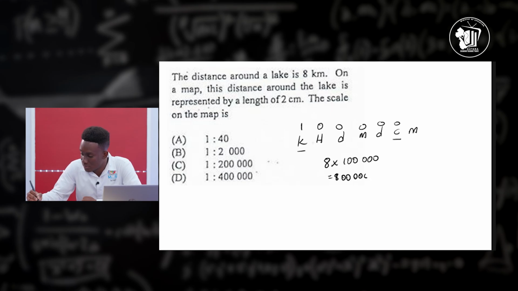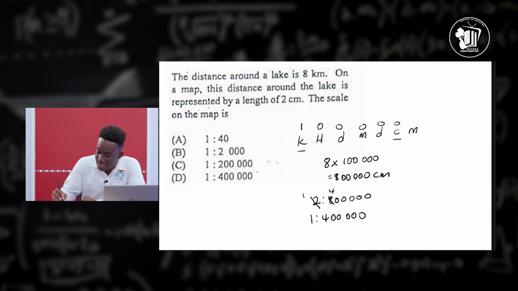So 8 multiplied by 100,000 would give me 800,000 cm. So the scale is 2 to 800,000. Now I can break this down. 2 divided by 2 is 1. 800,000 divided by 2 will be 400,000. So it's 1 to 400,000, which is simply D.